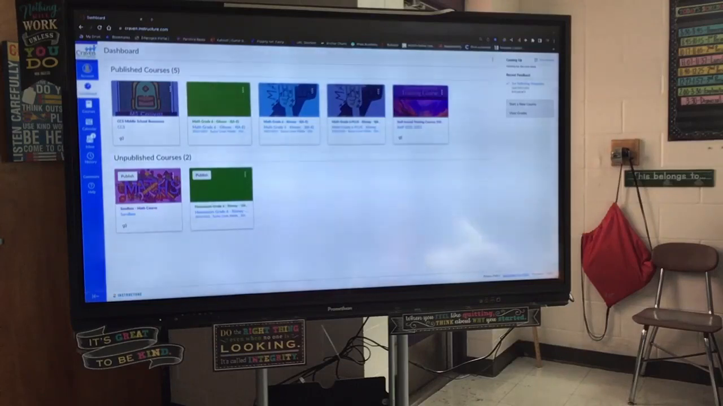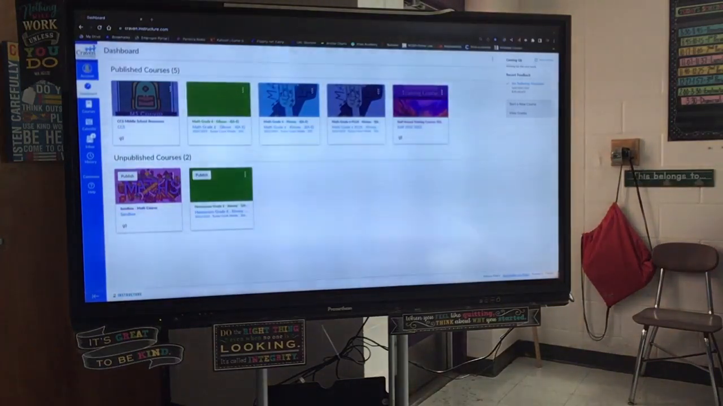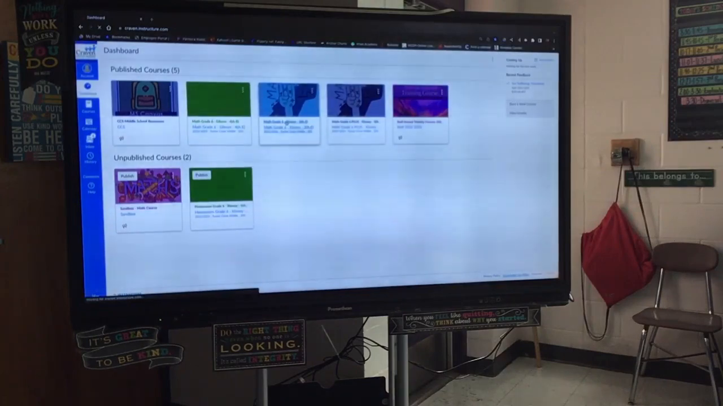Alright, so remember, you can go through Rapid Identity, or you can go through ClassLink. Give me a thumbs up when you are on the home screen of Canvas. Okay, make sure you go into your math class.